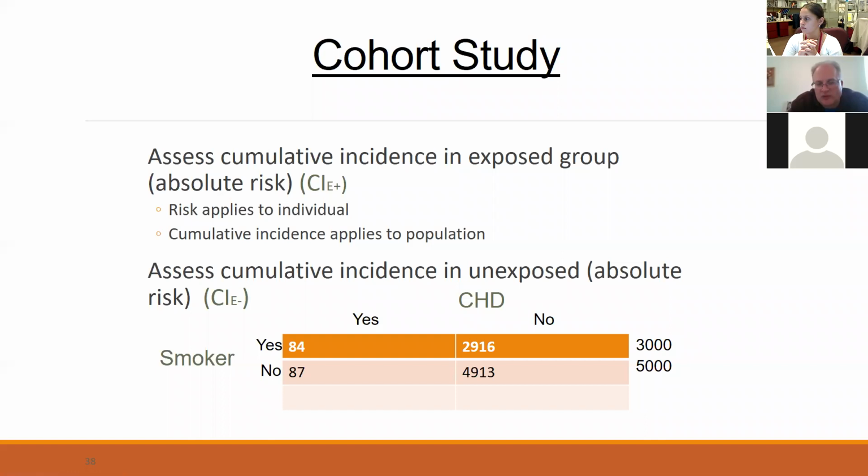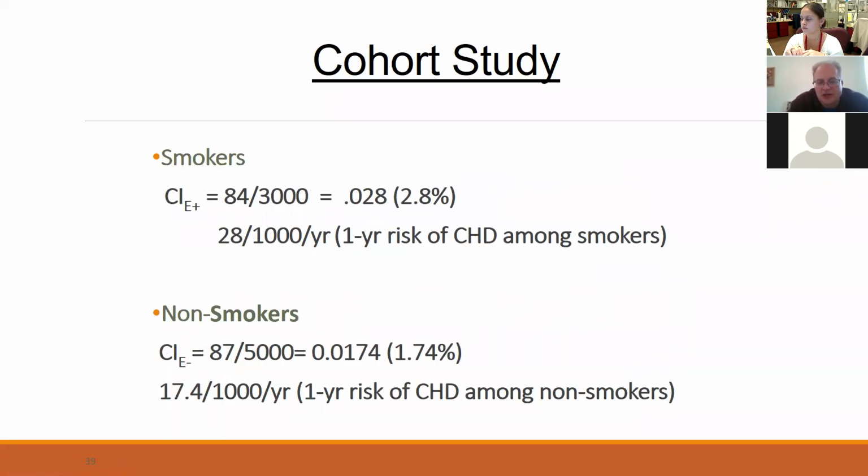And the way we talk about risk is, what is the cumulative incidence in this group? So among the smokers, followed for a certain time period, what's your risk of getting heart disease? And then we ask the same question in the non-exposed group. Typically how you report that would be two separate rates. Among the smokers, the rate of heart disease was about 2.8%, just using the numbers from that previous table. Sometimes they express it as a rate, 28 cases per 1,000 people per year. That's called the 1-year risk of developing disease among smokers.